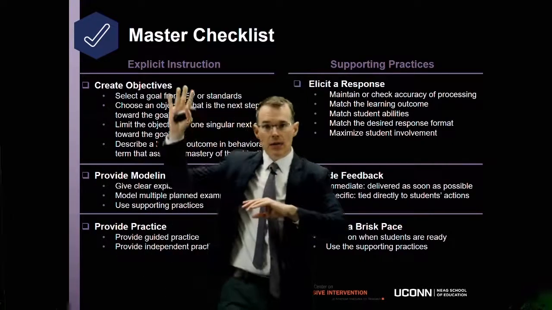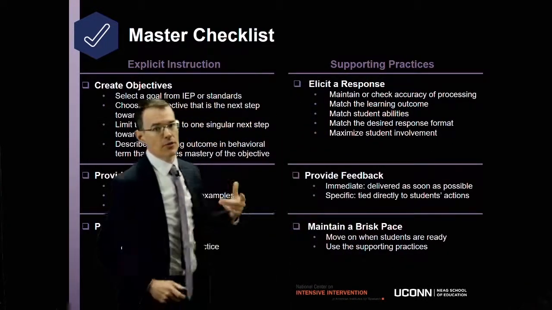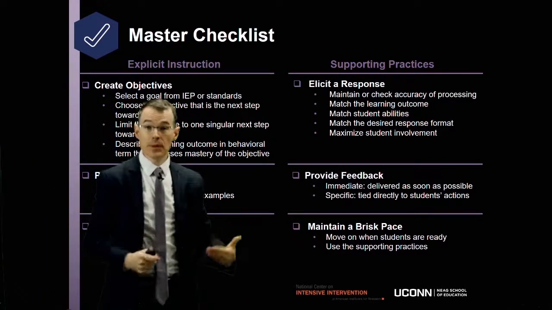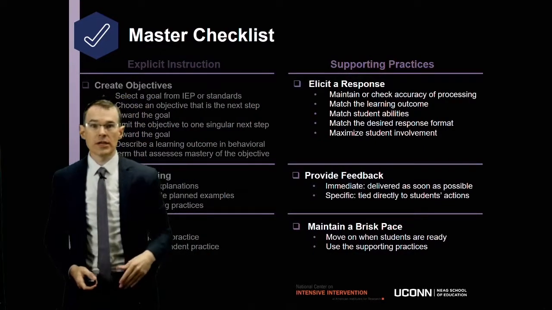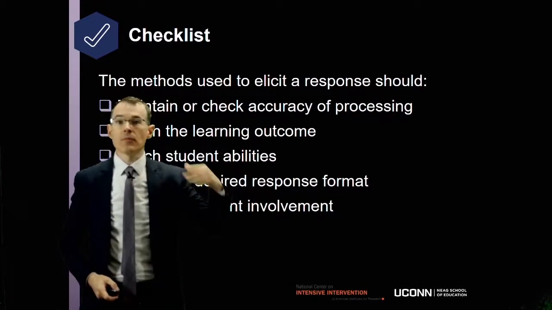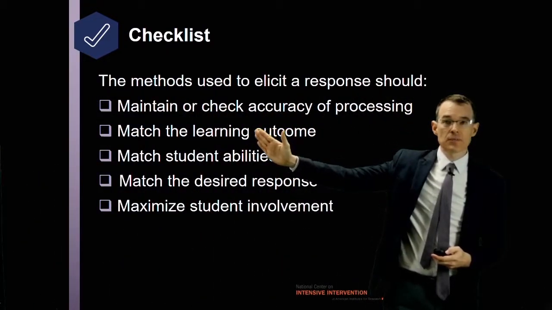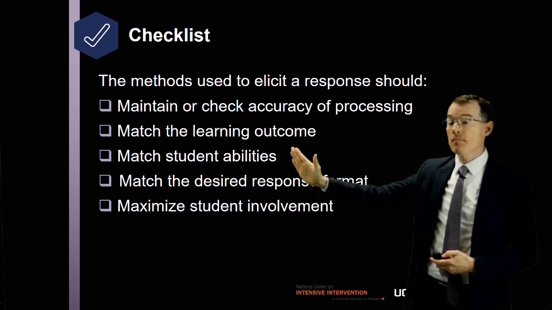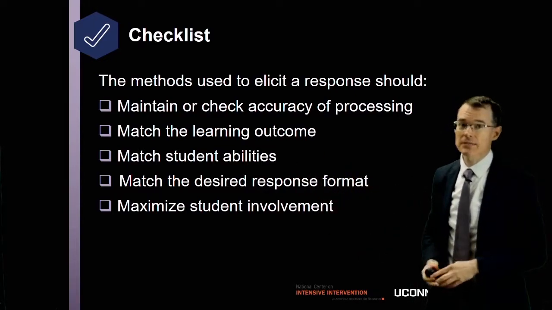So we have our modeling, we have our objectives, modeling, and practice, and now we're going to talk about the eliciting responses, providing feedback, and maintaining a brisk pace as the key supporting practices. So let's review briefly what it means to look at these pieces. In terms of the first eliciting responses component, we want to maintain or check accuracy processing, match the learning outcome, match student abilities, match the desired response format, and maximize student involvement.